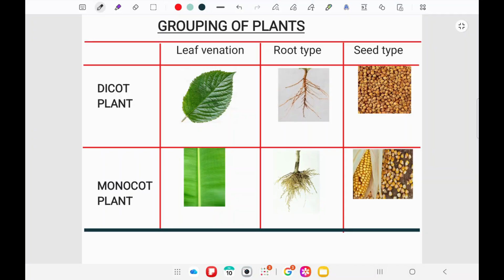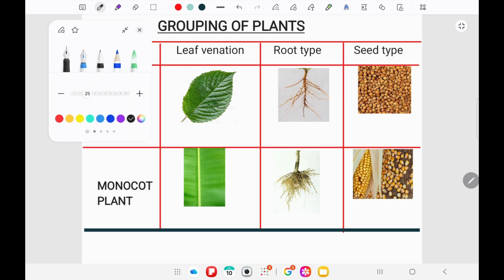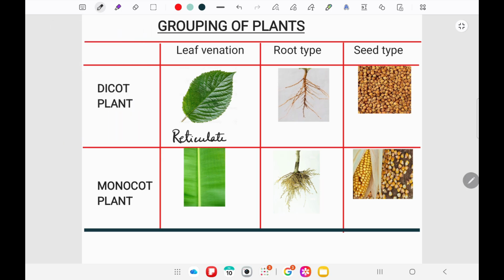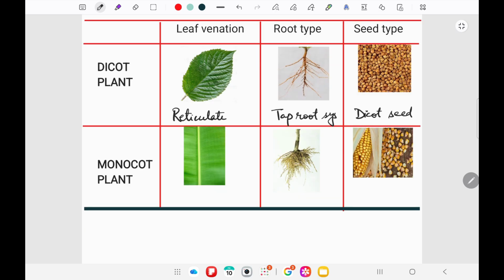There is a relationship between the leaf, the root and the seed of the plant. So, let us quickly understand the relationship between the leaf venation, the root type and the seed type. In case of a dicot plant, the leaf venation is reticulate venation, the root type is taproot system and the seed type is dicot seed. Now, in case of a monocot plant, the leaf venation is parallel venation, the root type is fibrous root and the seed type is monocotyledonous seed.